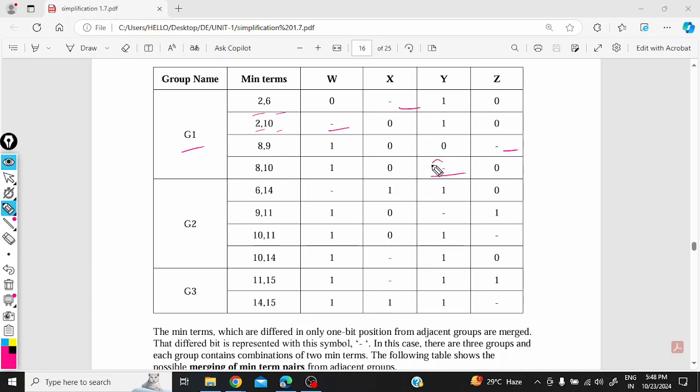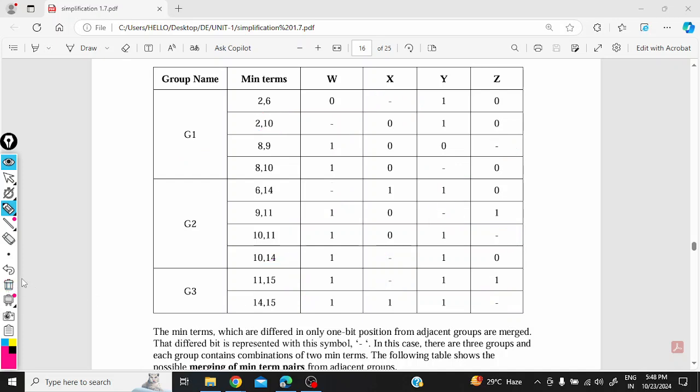That difference is always represented with a dash. So when I compare the single ones with the two ones, there should be one bit difference and the remaining three bits should stay at the same positions. The one bit difference is represented with a dash. Similarly, in group 2, 6 and 14 give a first bit difference, 9 and 11 give the third bit, 10 and 11 the fourth bit, and 10 and 14 the second bit. Next, group 3: 11 and 15 differ in the first bit, and 14 and 15 in the fourth bit. So all one bit difference elements are grouped in my second table.